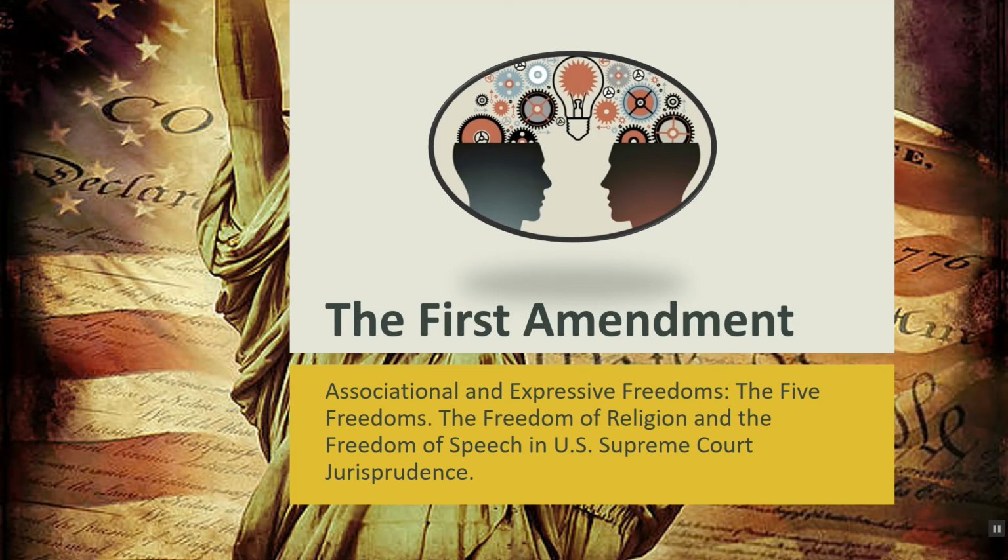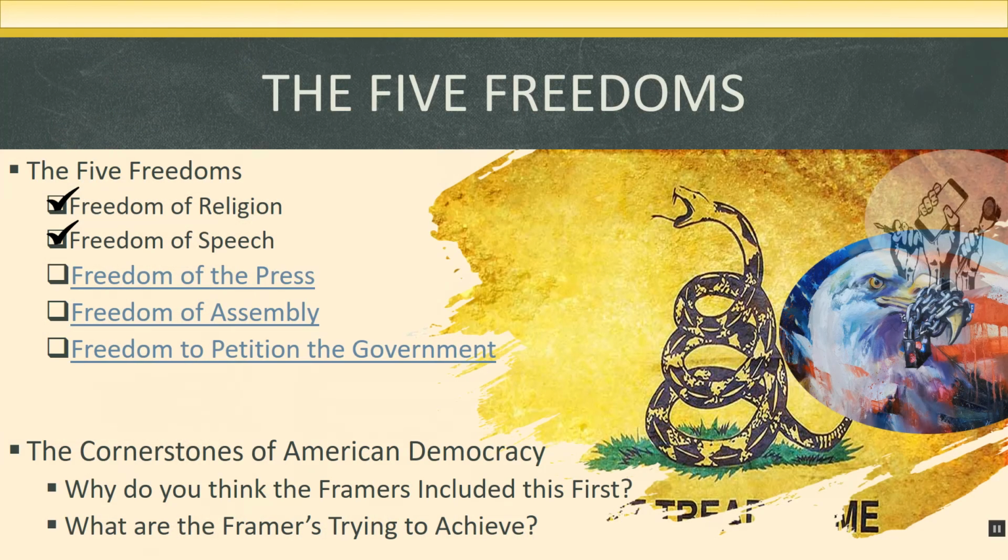In this segment of the lecture, we're going to begin to talk about our associational and expressive freedoms, the 5 freedoms of the First Amendment, which are also sometimes called the 5 fundamental freedoms of democracy. These include, but are not limited to, the freedom of religion and the freedom of speech, and so we're going to talk about each of these as they stand in current U.S. Supreme Court jurisprudence. So, what are the 5 freedoms of the First Amendment, the cornerstones of modern American democracy?